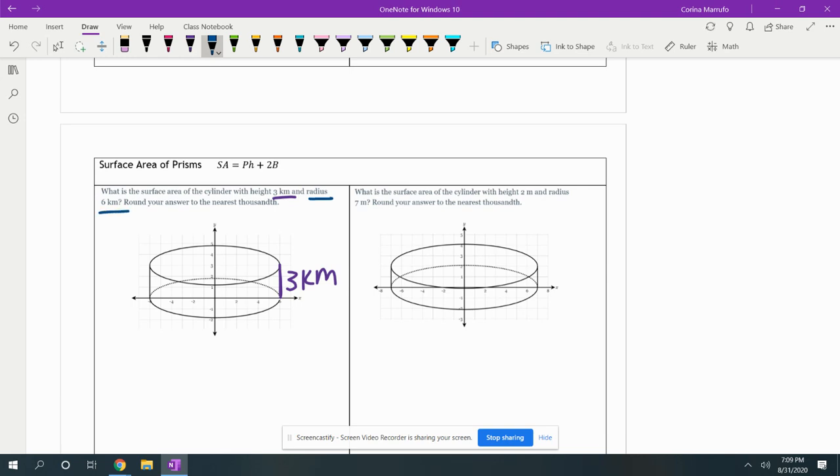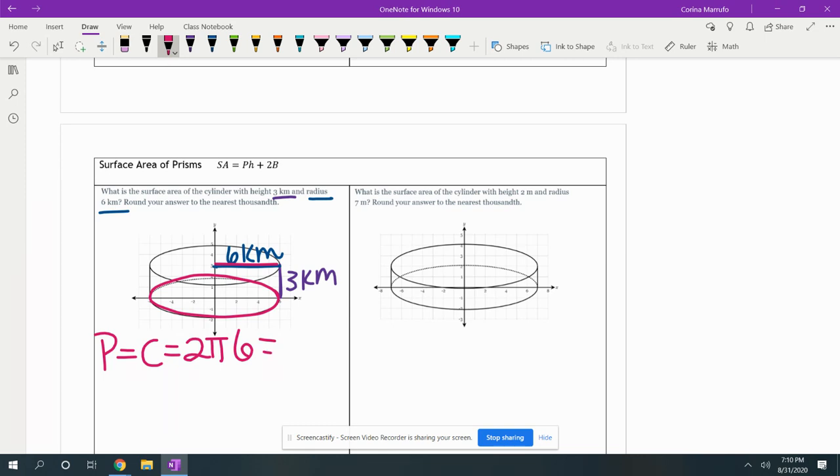So that means, I hope I draw this right, this radius is 6 kilometers. All right, so from that information, we're going to do the exact same thing. We're going to have to find the perimeter of the base first. But since our base is a circle, when you find the perimeter of the base, it is going to be like you're finding the circumference. So it is going to be 2 pi r. Okay, in this case, our radius is 6. So instead of r, we're going to use 6.